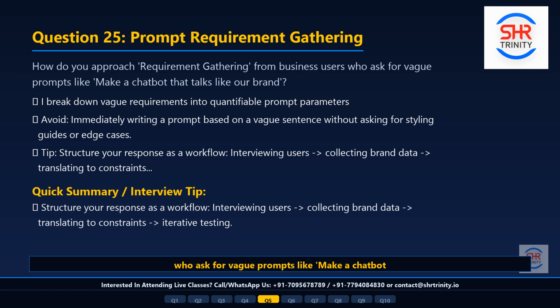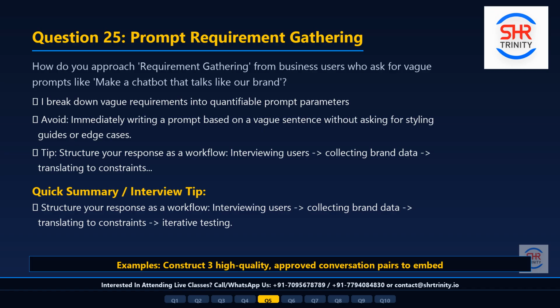I break down vague requirements into quantifiable prompt parameters. First, I ask for brand guidelines, sample conversations, and a list of approved terms to establish style. Then I translate these into structured prompt components. 1. Tone: formulate adjectives, e.g., professional, empathetic, concise. 2. Guardrails: define clear boundaries, e.g., if asked about competitors, reply with X. 3. Examples: construct 3 high-quality, approved conversation pairs to embed as few-shot context.